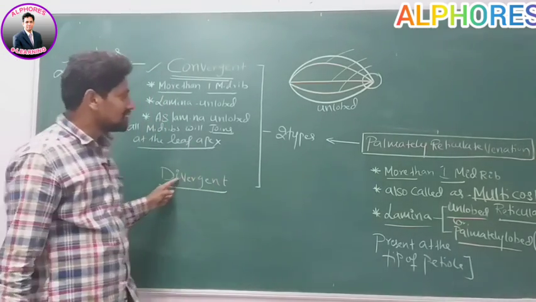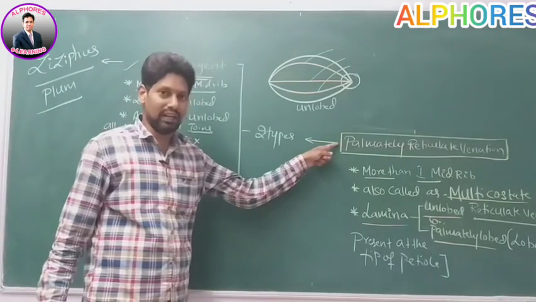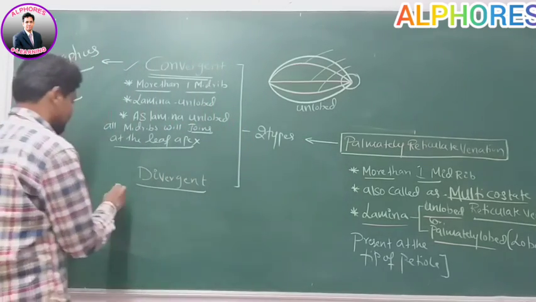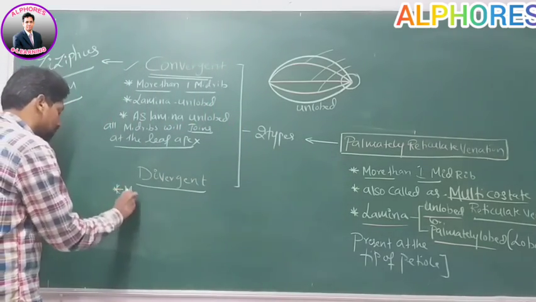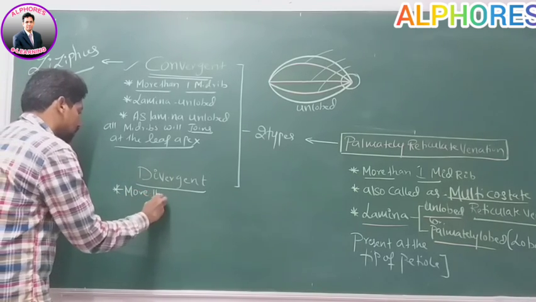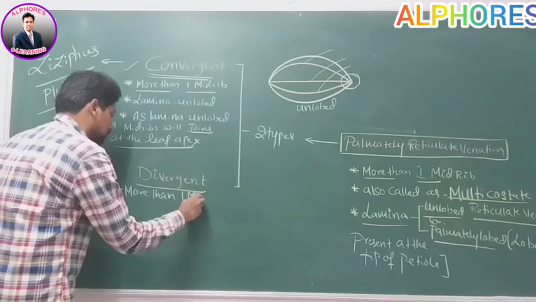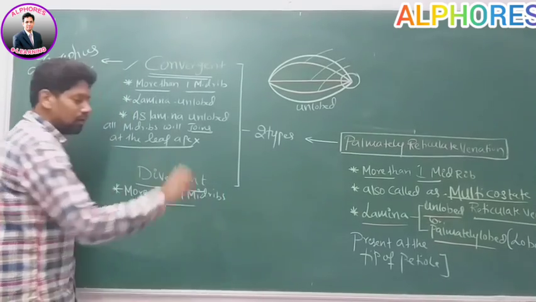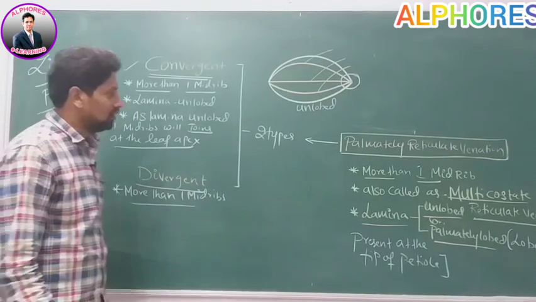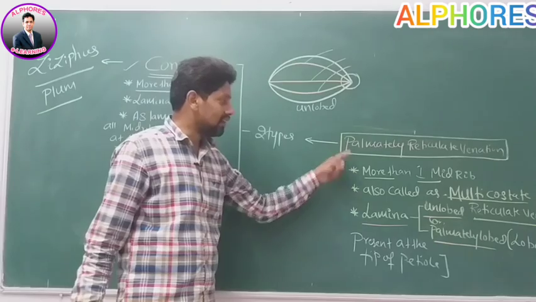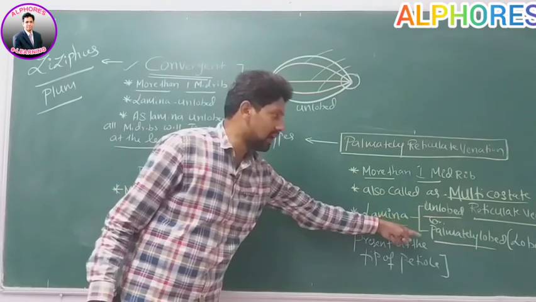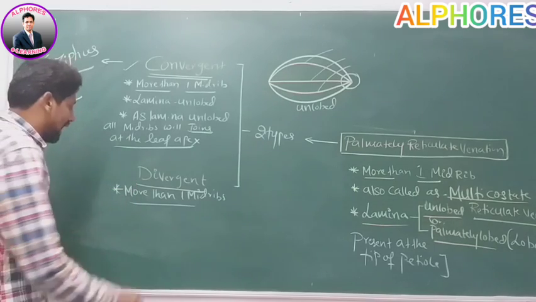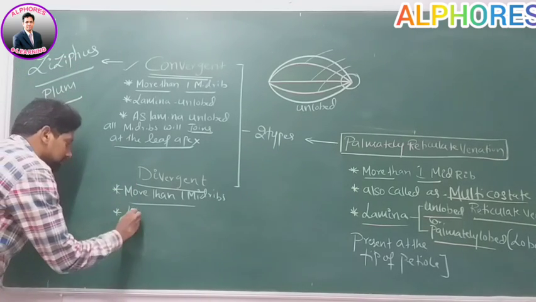Sir, divergent is also a type of palmately reticulate venation. Therefore, in divergent also, how many midribs should be there? More than one. Yes or no? More than one midrib is present. Sir, in palmately reticulate venation, the lamina is either unlobed or palmately lobed. Yes or no? Sir, in divergent, the lamina is palmately lobed.